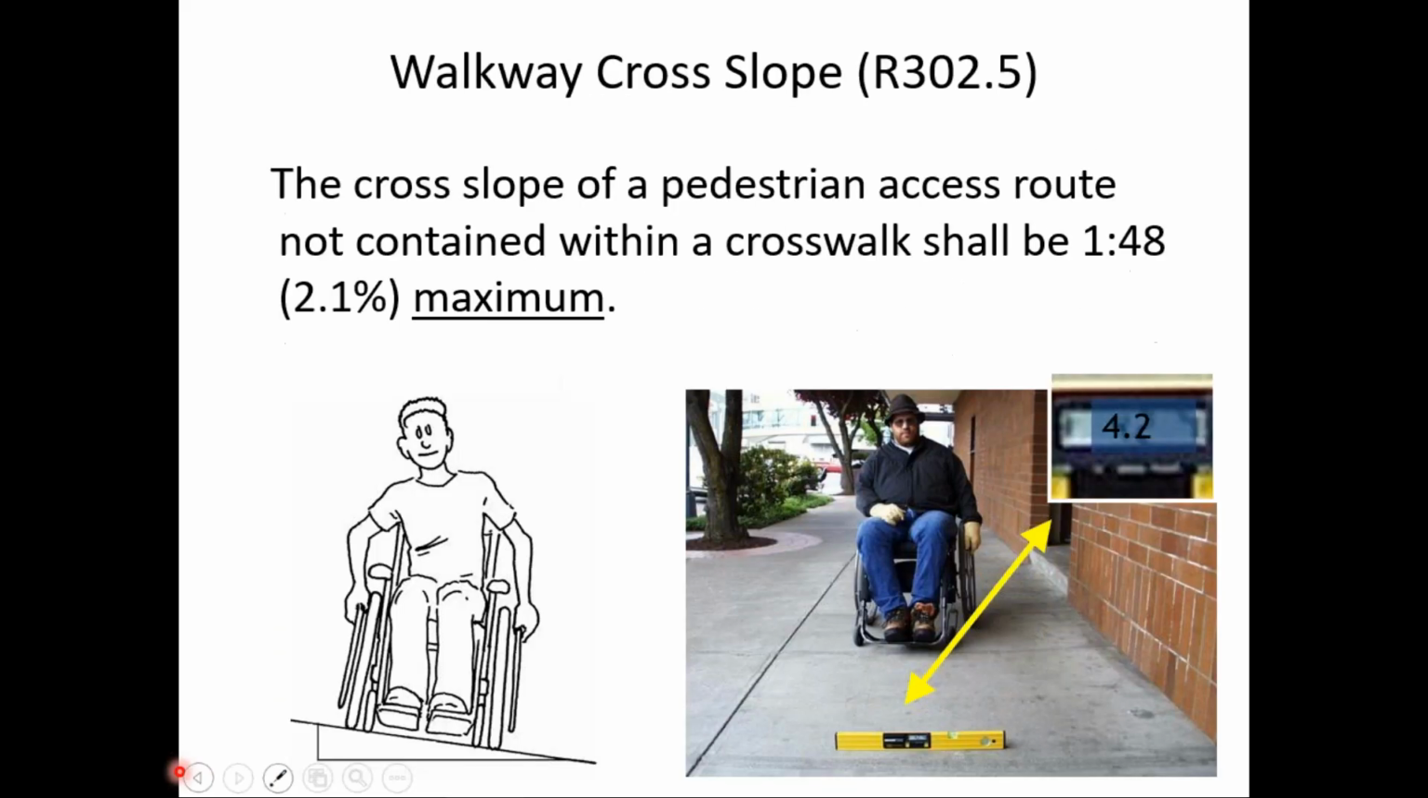Another element of the PAR is the cross slope of the walkway, and PROWAG says the cross slope of a pedestrian access route not contained within a crosswalk shall be 1 to 48 or 2.1% maximum. And this can be a challenge, but the reason for that is for the individual in the manual wheelchair. Cross slope really affects their ability to maneuver efficiently in the built environment. If it's a steep cross slope, it makes it difficult for them to maintain a straight line path.